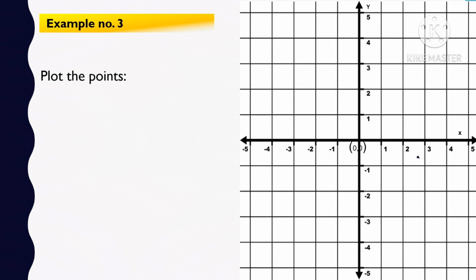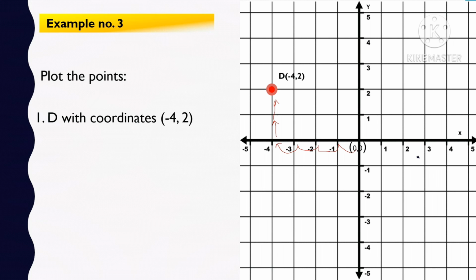Let's have two examples on plotting of points. Plot the point D with coordinates negative 4, 2. Since our x-coordinate is negative, then using the arrow technique, we move 4 units to the left starting from 0. So we have 1, 2, 3, 4. Stopping from there, you go up 2 units since the y-coordinate is positive 2. So 1, 2. There you have the location of negative 4, 2.